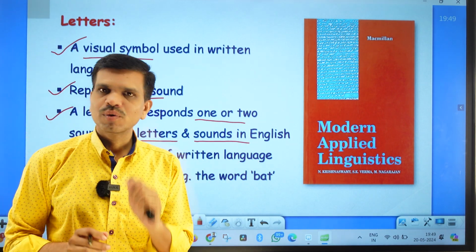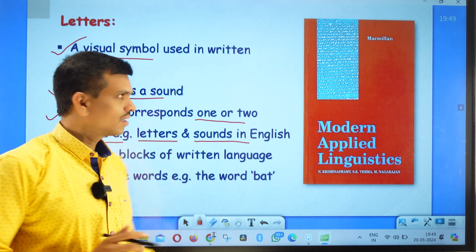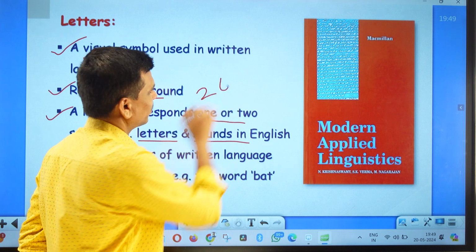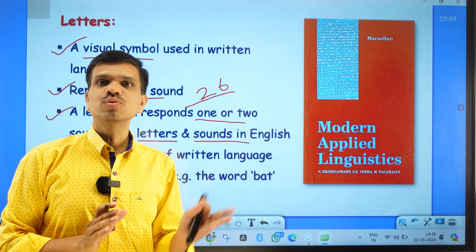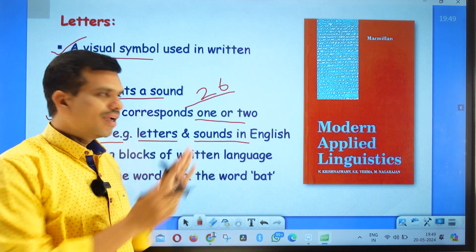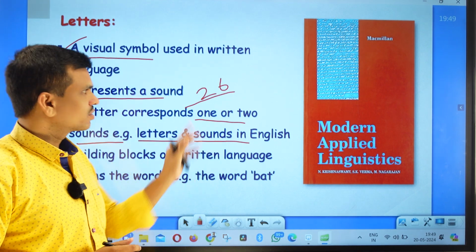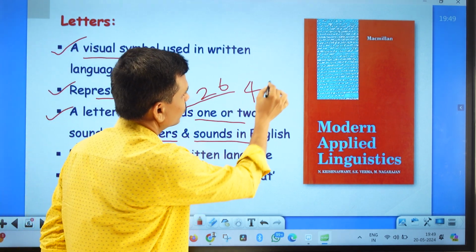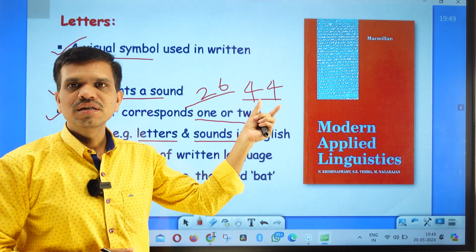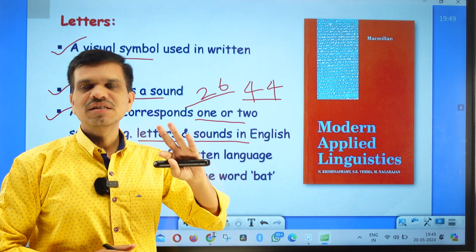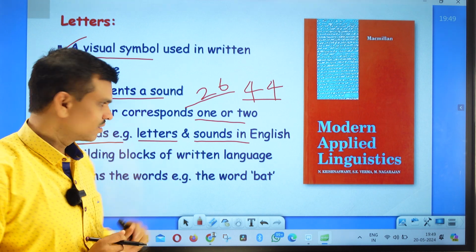Now if I ask you a question, how many letters are there in the English language, or how many alphabets are there? So we have answered 26 alphabets, but these 26 alphabets represent one or more than two sounds, and we are going to discuss it in the next slides. And if I ask you how many sounds are there in English, the answer is 44 sounds. Now you will think that there are only 26 letters but 44 sounds. So this is the basic difference between letters and sounds. This is what we need to understand.